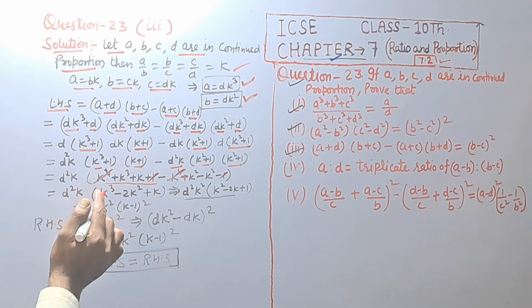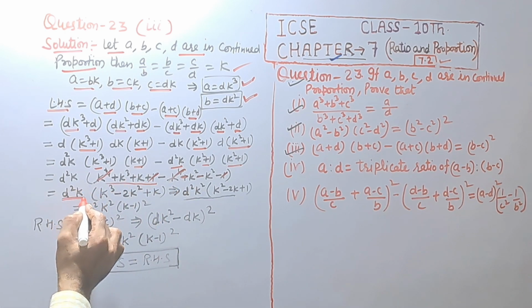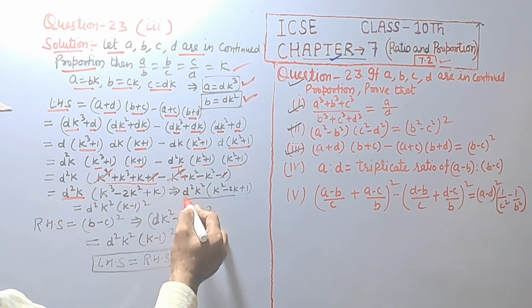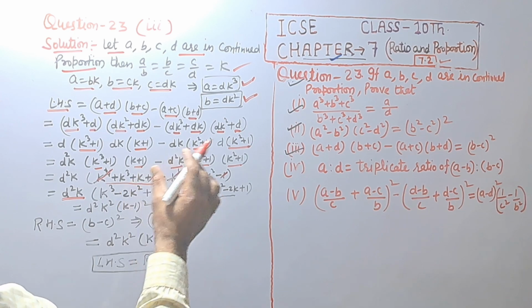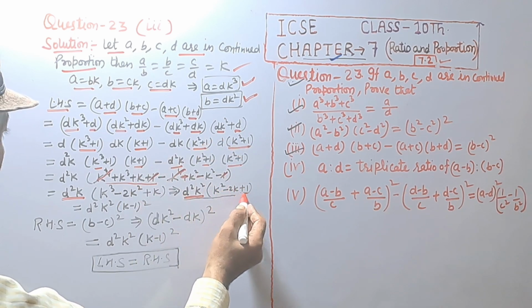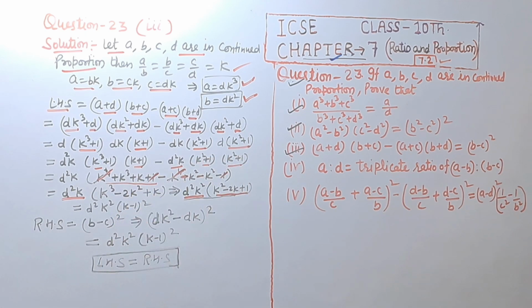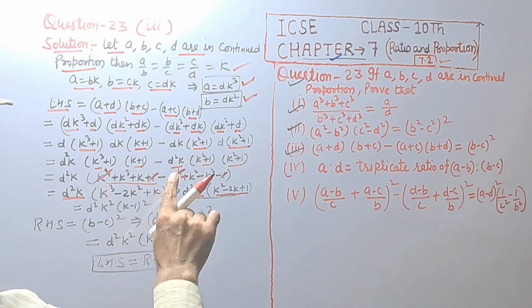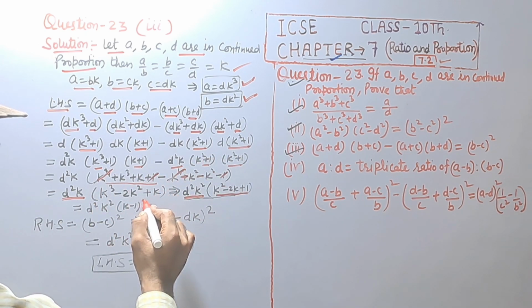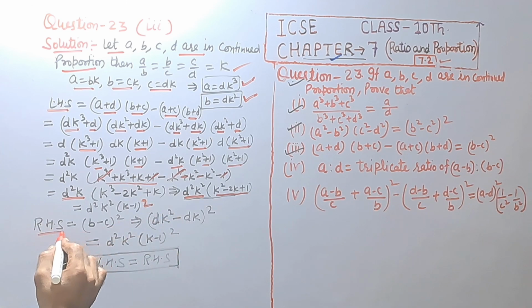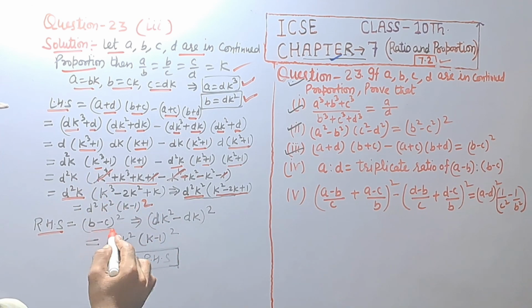Taking k common, we get d square k into k, this will be d square k raised to power 2, and in bracket k square minus 2k plus 1. This is a minus b raised to power 2, k minus 1 whole raised to power 2. And right hand side is equal to b minus c raised to power 2.